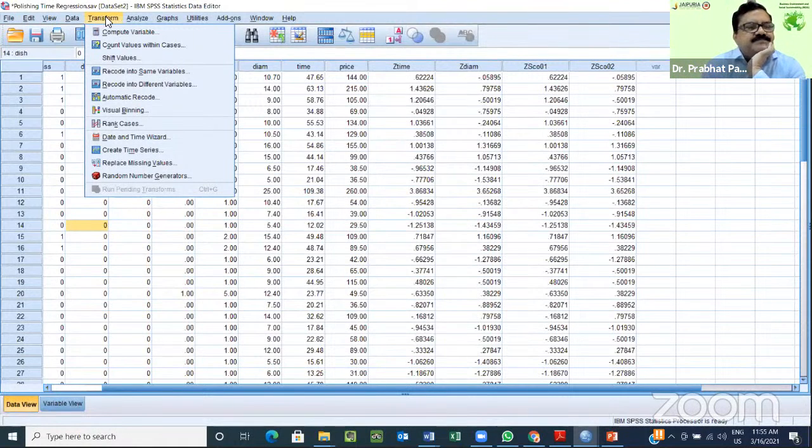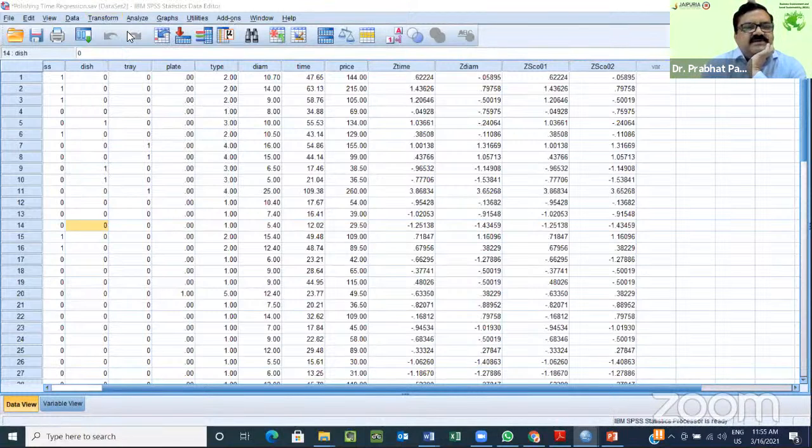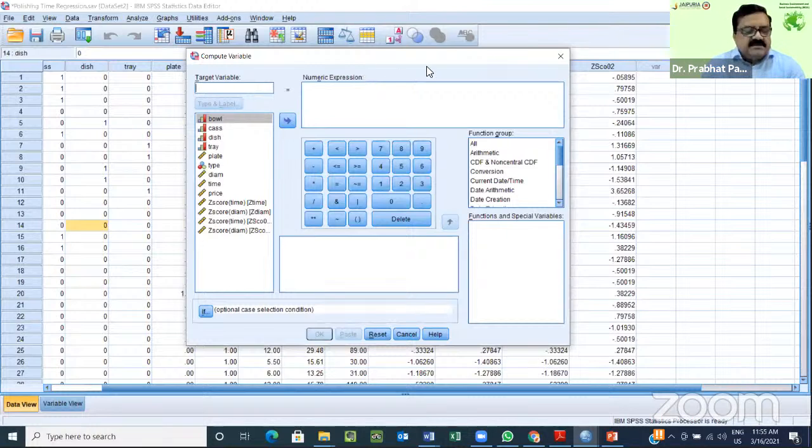So I'm going into transform, and then we'll say compute variable, and then I'm calculating manually. The name of the target variable should be error, and what is the argument that I'm building here? Error is equal to time. Time means I'm going to take time from here, that is the actual time, right? And then I'm saying minus 5.845. This has been taken from the estimation.